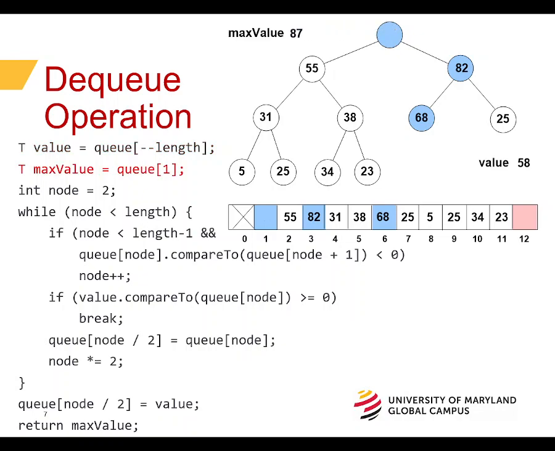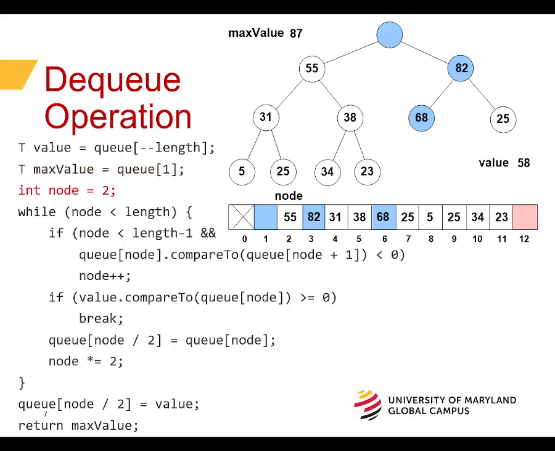Next, we save the value in the root node, which is 87, located at subscript 1, in the local variable max value. The contents of max value will be returned on the last line of this method.